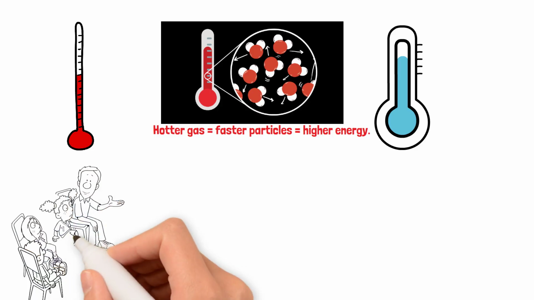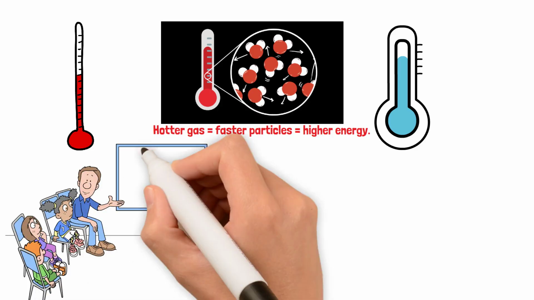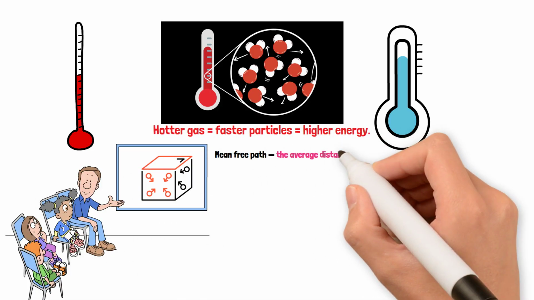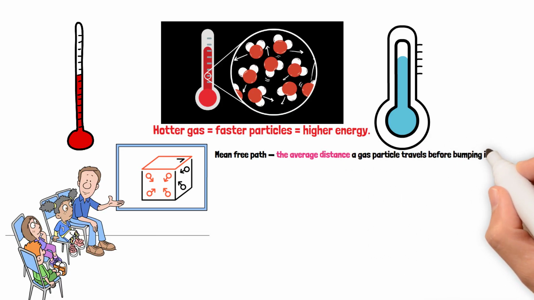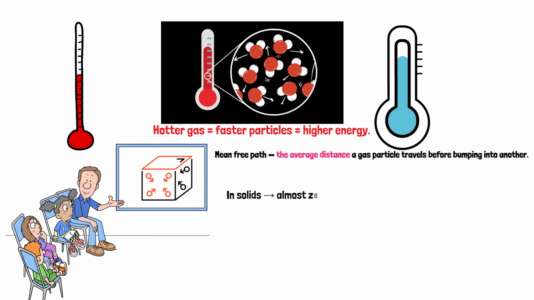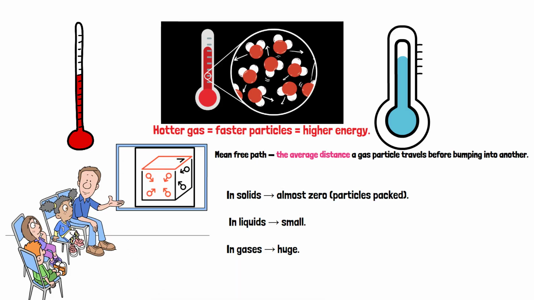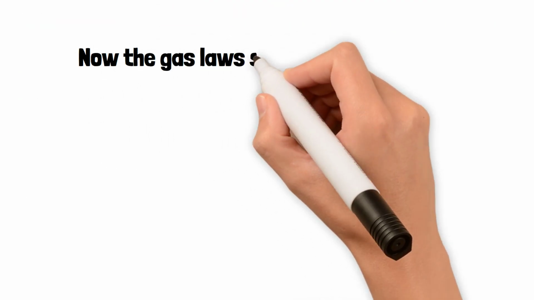There's one term that teachers love, but students ignore: mean free path, the average distance a gas particle travels before bumping into another. In solids, almost zero, particles are packed. In liquids, small. In gases, huge. That's why gases spread quickly and fill any container. Now, the gas laws suddenly make sense.